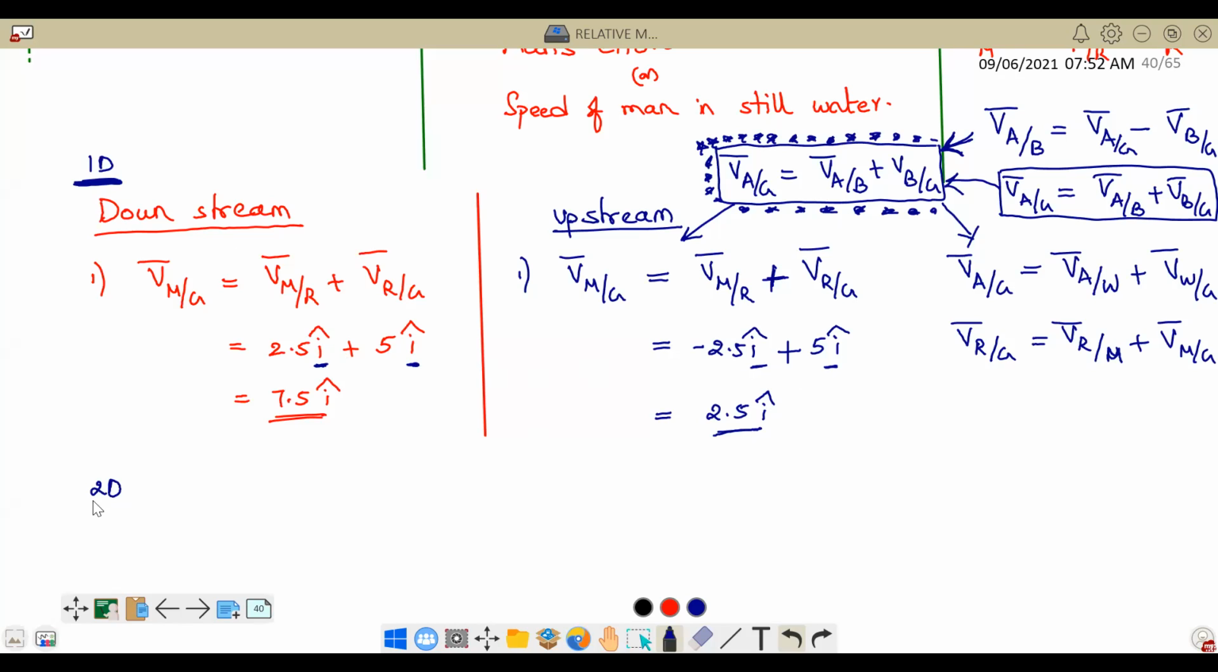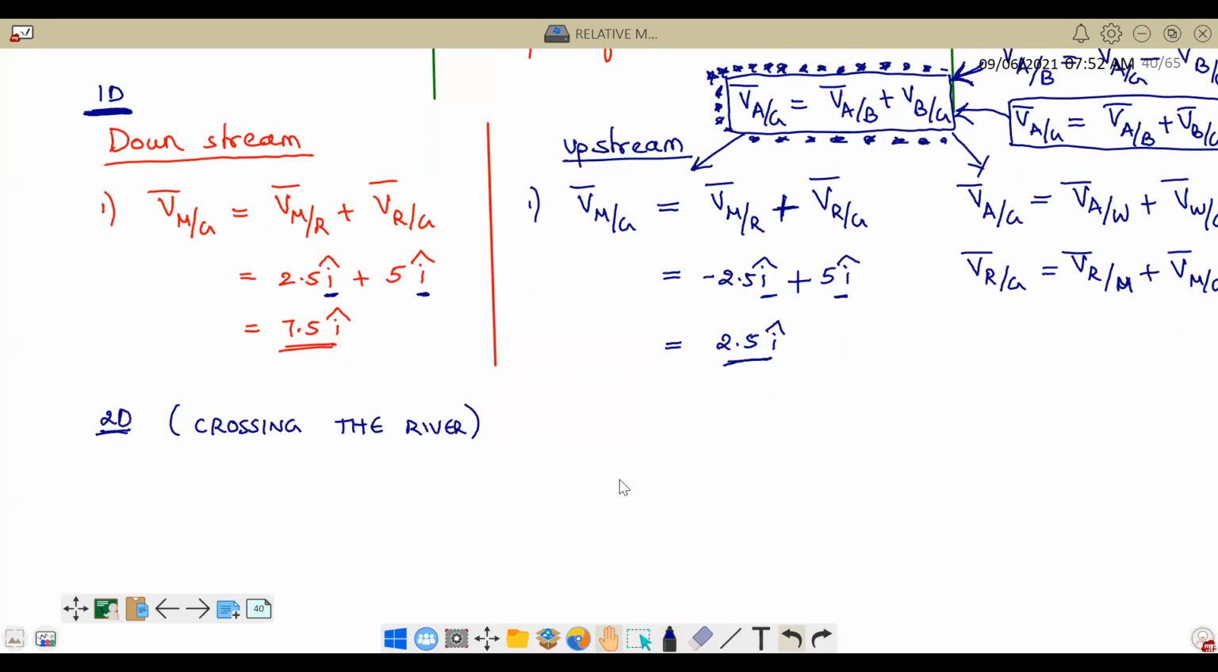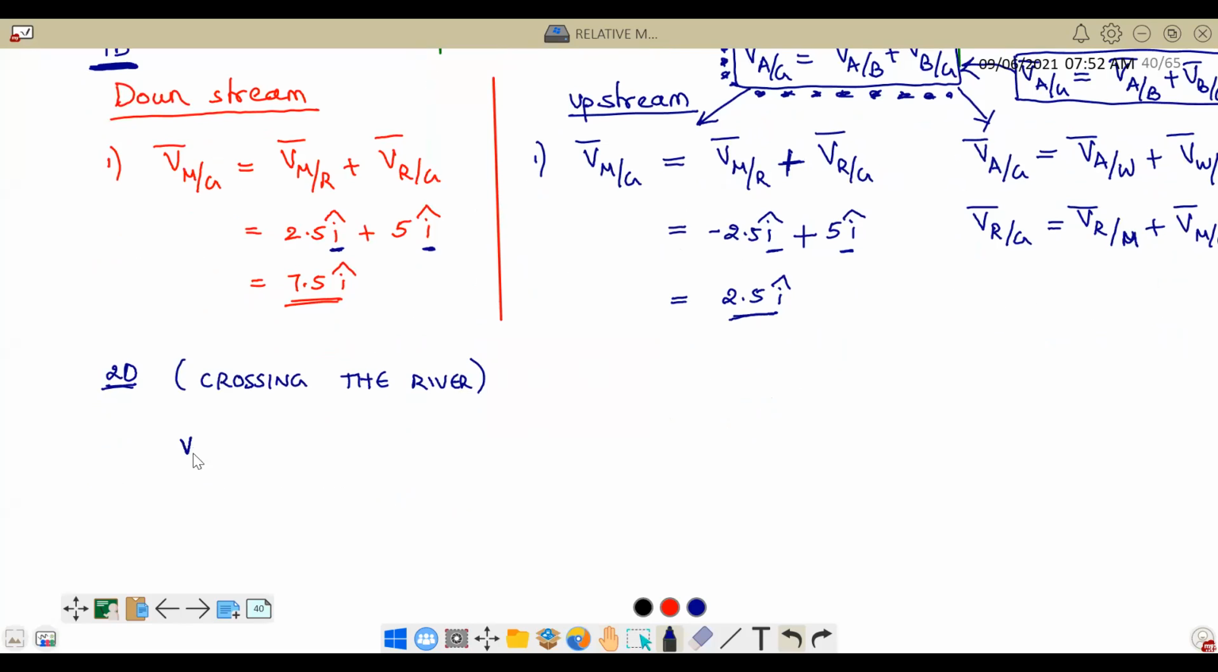In the case of two dimensions, we say it is crossing the river. Because now when you have to cross the river, in which direction will the river be flowing? Tell me. Velocity of river with respect to ground. The river is flowing in which direction? I cap, 5 I cap. Now the velocity of man with respect to river can be in any direction.